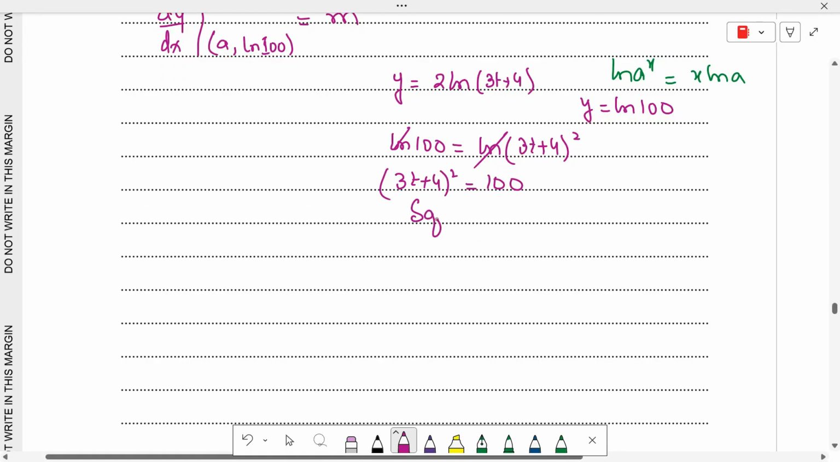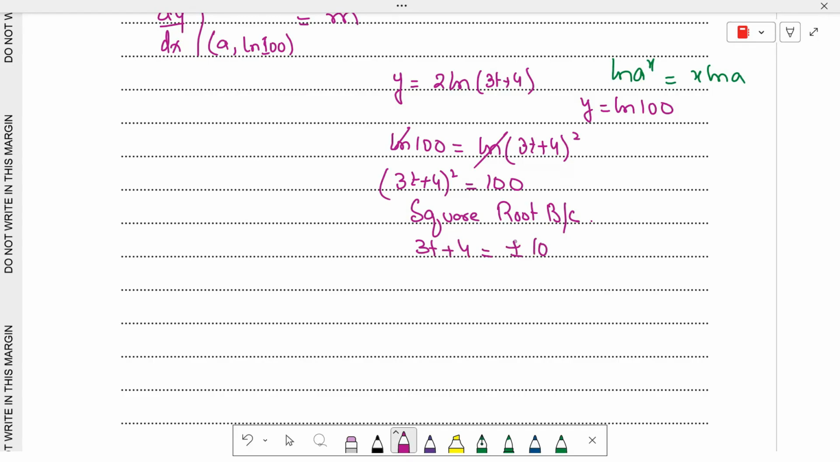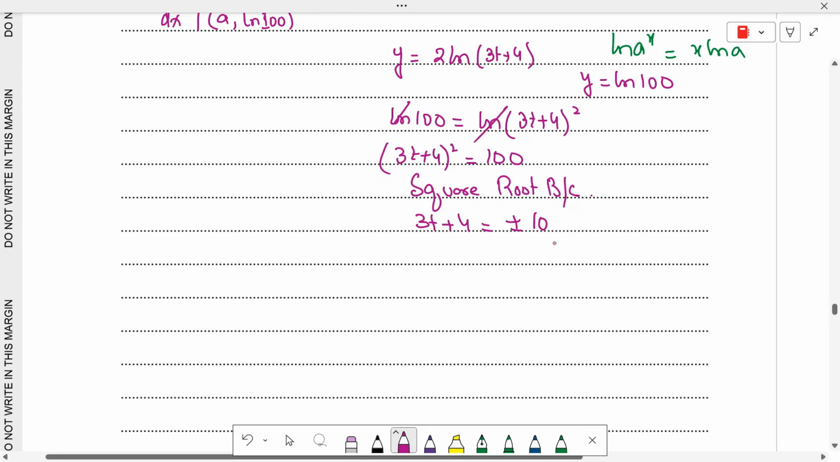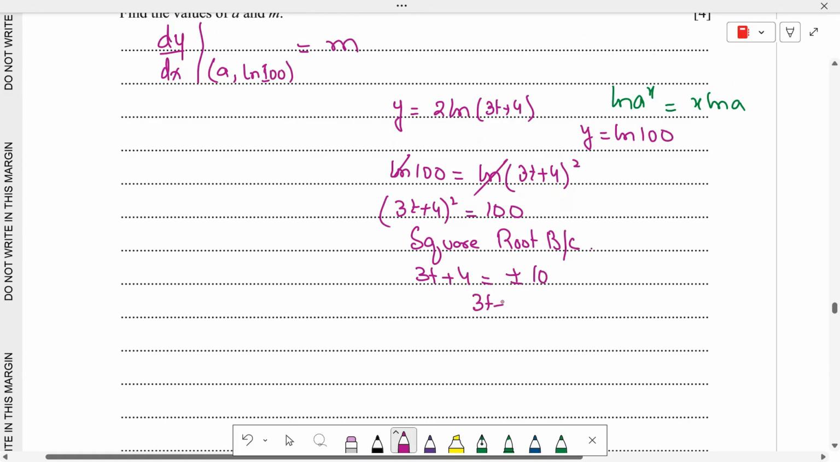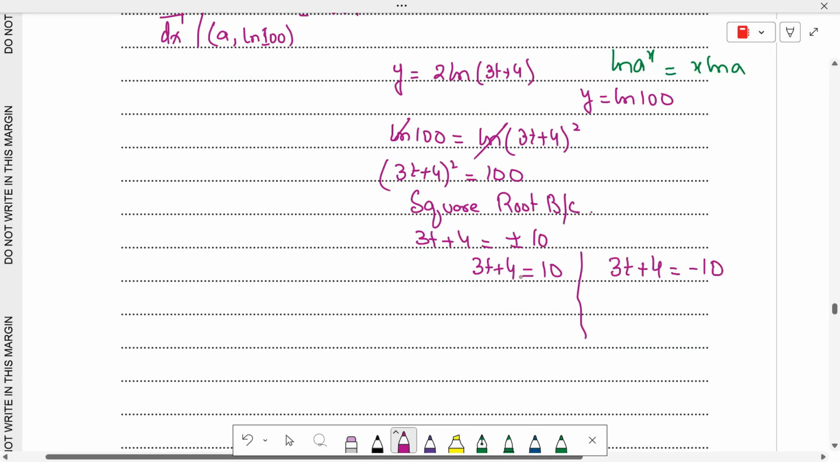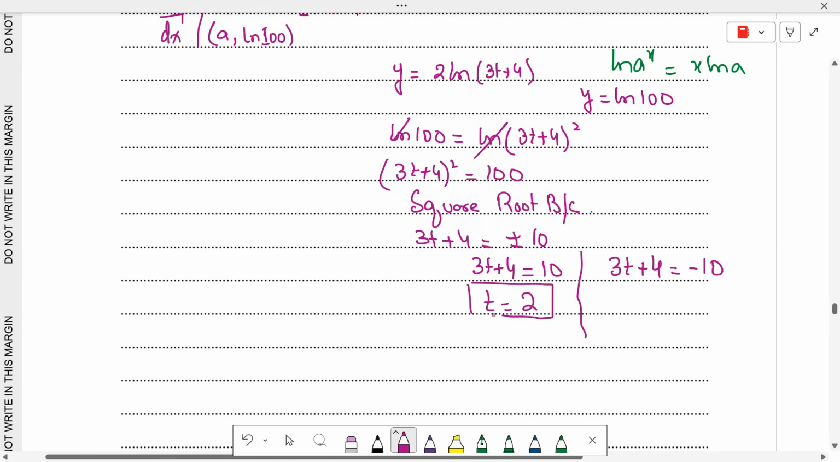Take the square root of both sides. We will have 3t plus 4 is equal to plus or minus 10, and we have two values of t. So 3t plus 4 is equal to 10. On the other side, 3t plus 4 is equal to negative 10. The first one gives t equal to 2, and by solving the other, you will have t equal to negative 14 over 3.